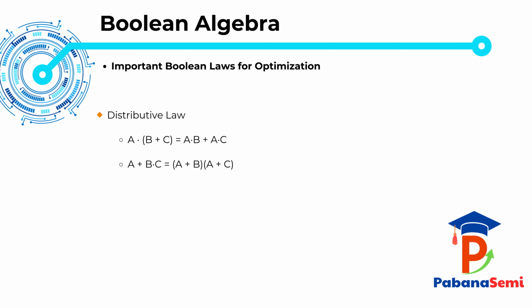In the second form, A plus B dot C is equal to A plus B times A plus C. Here, the OR operation is distributed over the AND operation. These two forms allow us to expand expressions, factor expressions, and reduce the number of logic gates. Understanding the distributive law helps us choose the most efficient logic implementation when designing digital circuits.